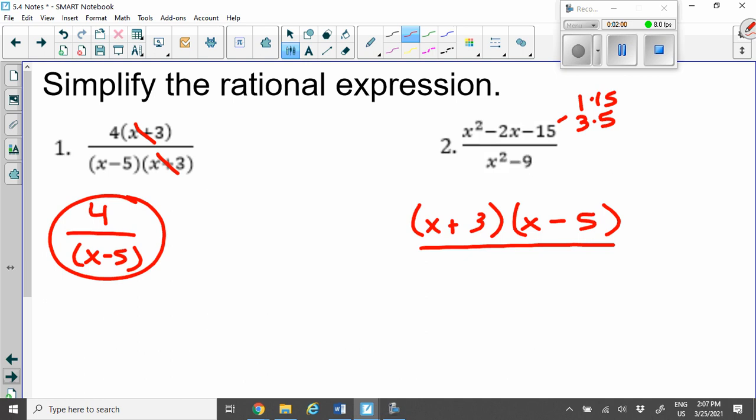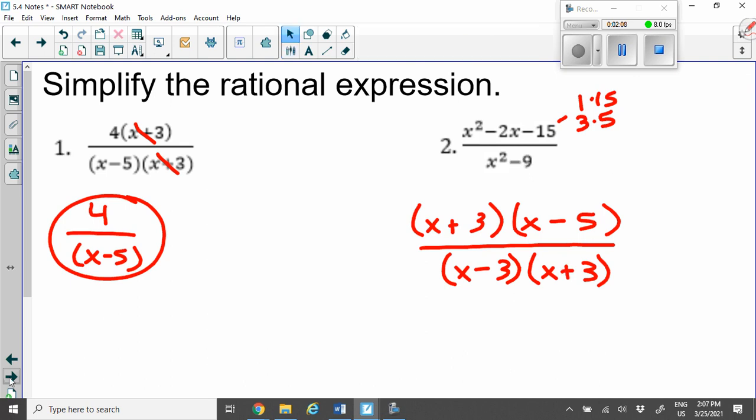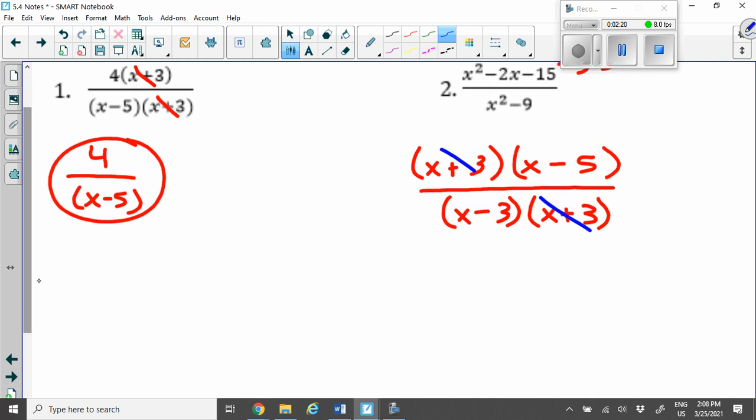Now let's look at x squared minus 9. That we need to factor. Notice that is a difference of squares. So we have x and x. Square root of 9 is 3. We have a minus and a plus. Now we need to see, are there any factors that are in the numerator and in the denominator? In this case, it's going to be the x plus 3. So we cancel those out. And then whatever is left, that will be our final answer. So we have x minus 5 in the numerator, and then x minus 3 in the denominator. And there's our final answer.